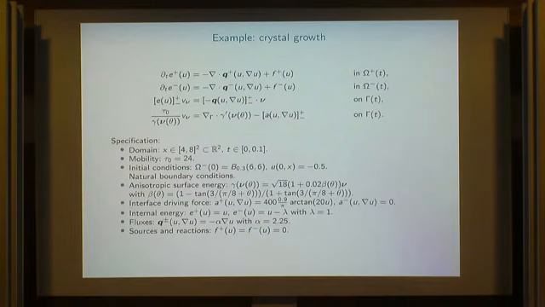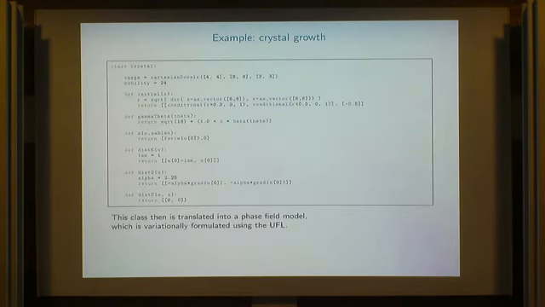And this specification is now transformed into the class. We just covered that in the Python class. There we go, almost in a one-to-one fashion. So again, specify the domain, there's the mobility coefficient, initial conditions.